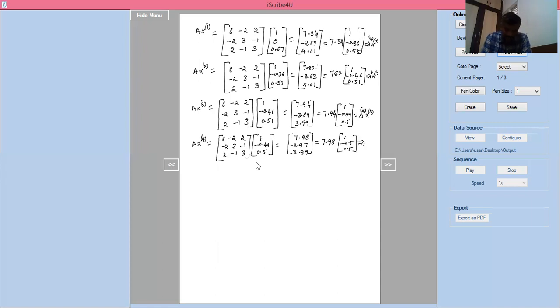Here lambda 5 into x5, I can say. But here you can look, lambda 4 is 0.49 and here it is 0.5. The x4 vector and x5 vector are not the same.